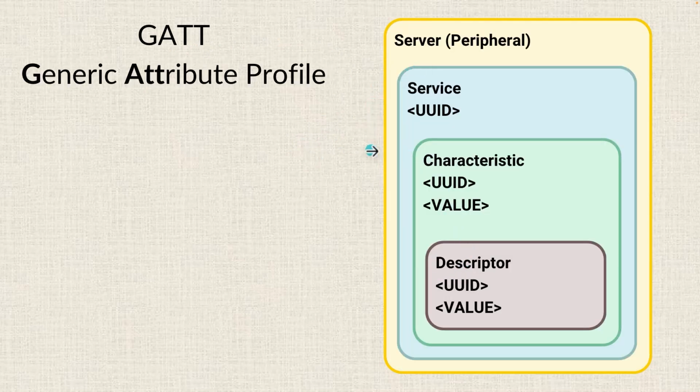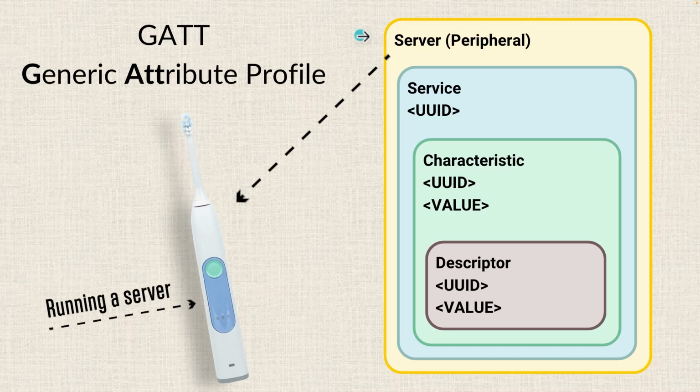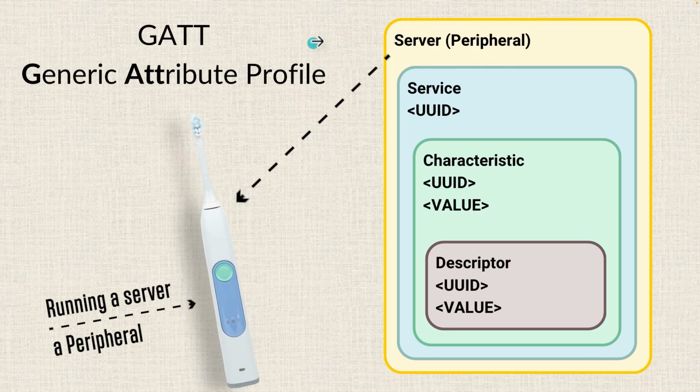This is just a way for us to think about the different layers of the BLE protocol. Notice that these are all nested. I want you to think of the top level as the server, like an actual device, for example my toothbrush. The toothbrush is a device, but that device is running a server. We can also call that a peripheral. So we've got our toothbrush.